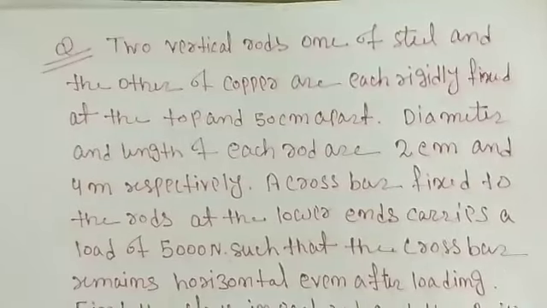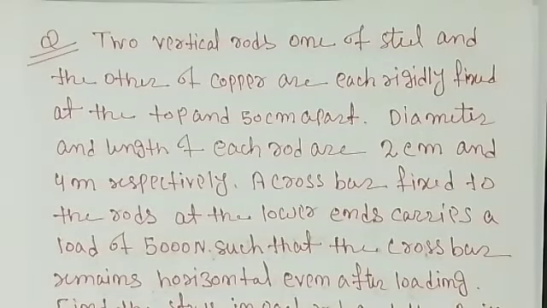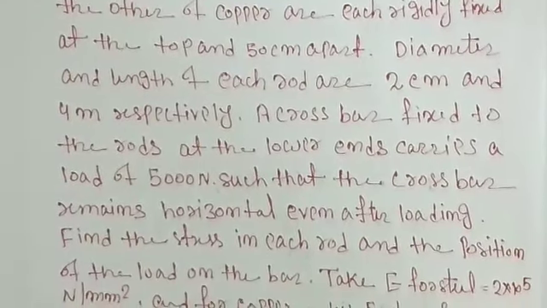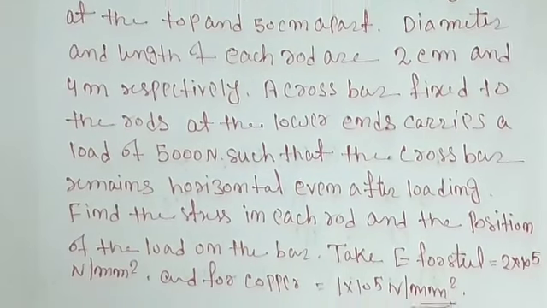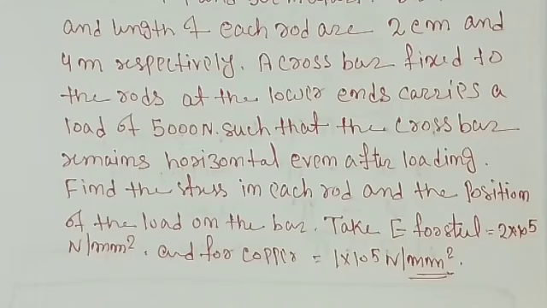That problem we will solve and then the things will be very clear to you, right. So write down that question. We are going to solve one numerical problem. The problem is on the screen, please. Two vertical rods, one of steel and the other of copper, are each rigidly fixed at the top and 50 centimeter apart. Diameter and length of each rod are 2 centimeter and 4 meter respectively. A cross bar fixed to the rods at the lower end carries a load of 5000 Newton such that the crossbar remains horizontal even after loading. Find the stress in each rod and the position of the load on the bar. Take Young's modulus for steel as 2 into 10 to the power 5 Newton per mm square and for copper as 1 into 10 to the power 5 Newton per mm square.